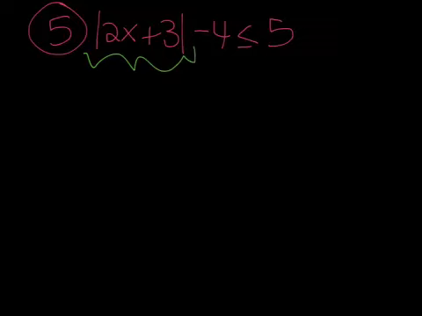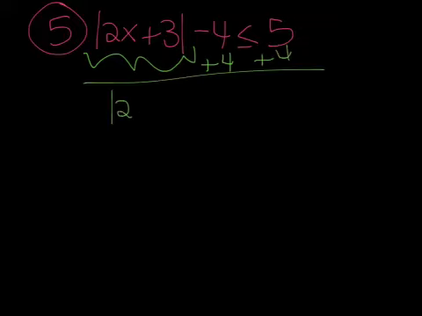All right, here is another fun one. So you need to start, as with the equations, by getting the whole absolute value by itself. So get this by itself first. I'm going to move over the 4 by adding it to both sides. I end up getting the absolute value of 2x plus 3 is less than or equal to 9.